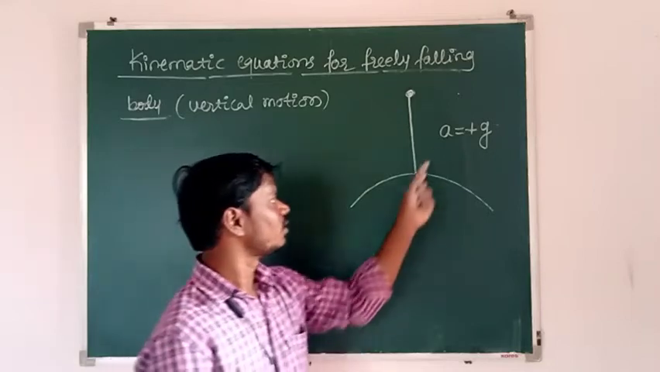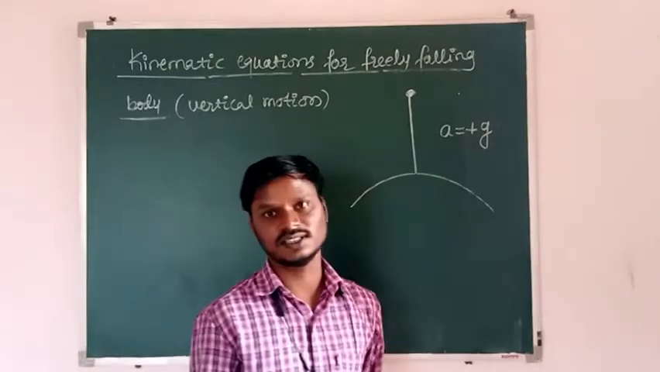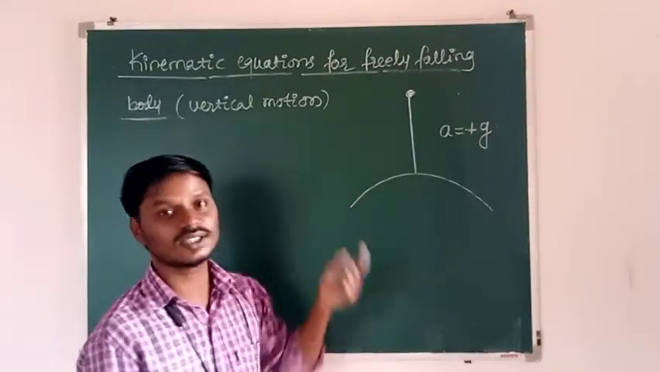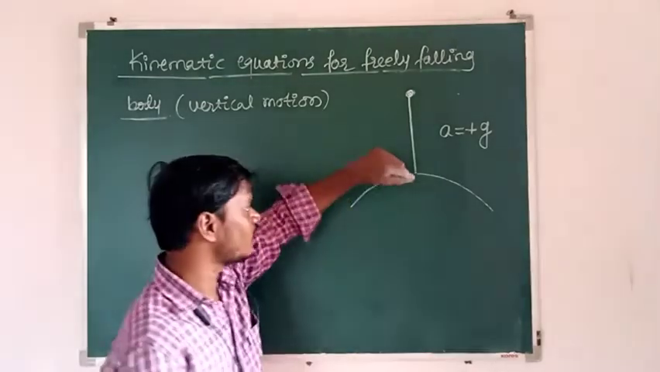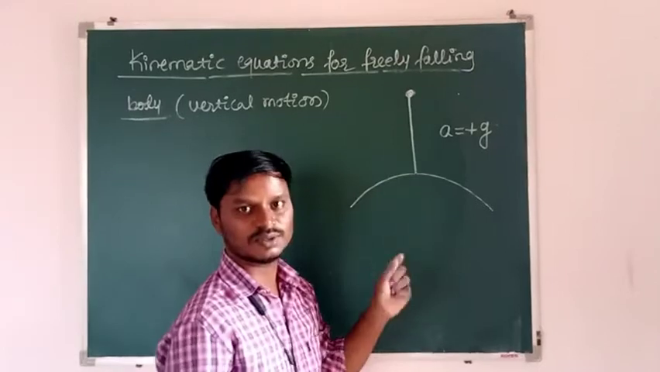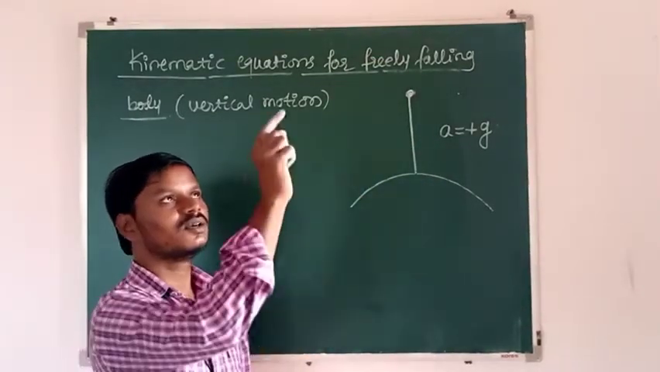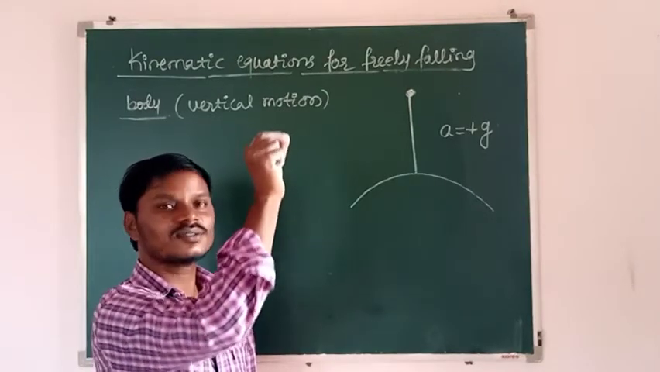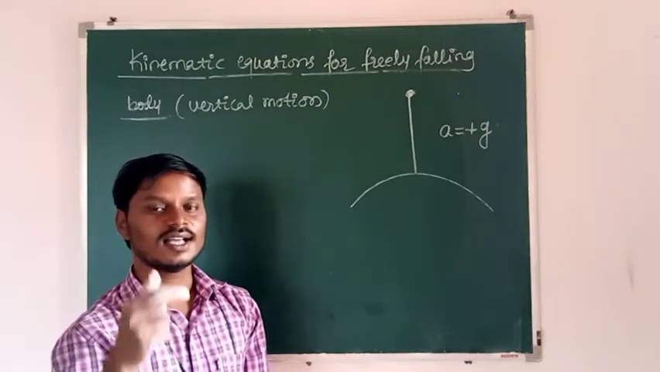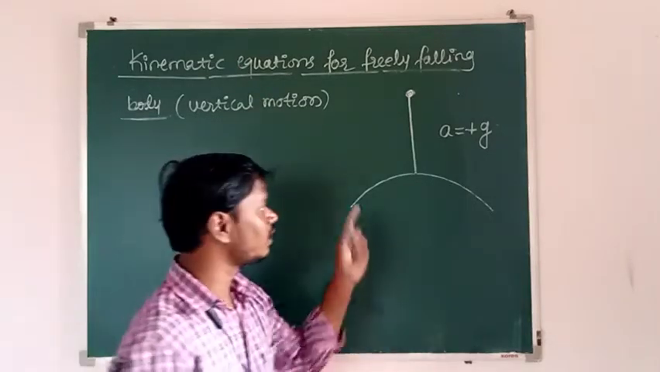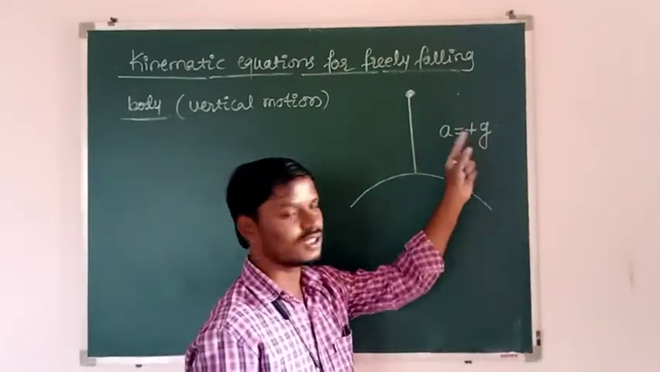Okay, so in case of vertically downward motion, the acceleration can be taken as plus g. In case of vertically upward motion, the acceleration can be taken as minus g. Why? Because here the body is thrown in the upward direction. When it reaches a certain height, its velocity becomes 0. So the velocity of the body decreases. As the velocity of the body decreases, the acceleration can be taken as negative, that is, a equal to minus g.